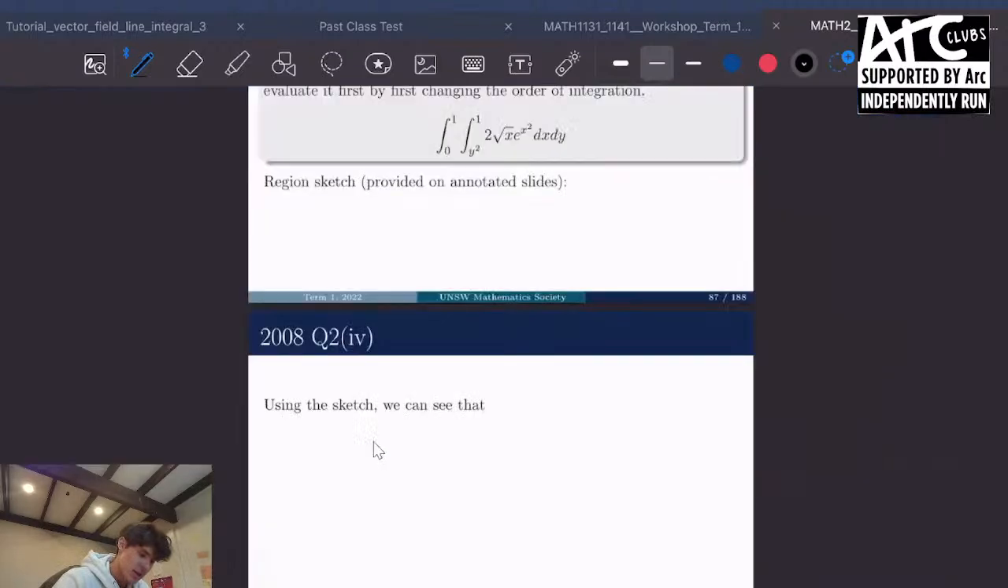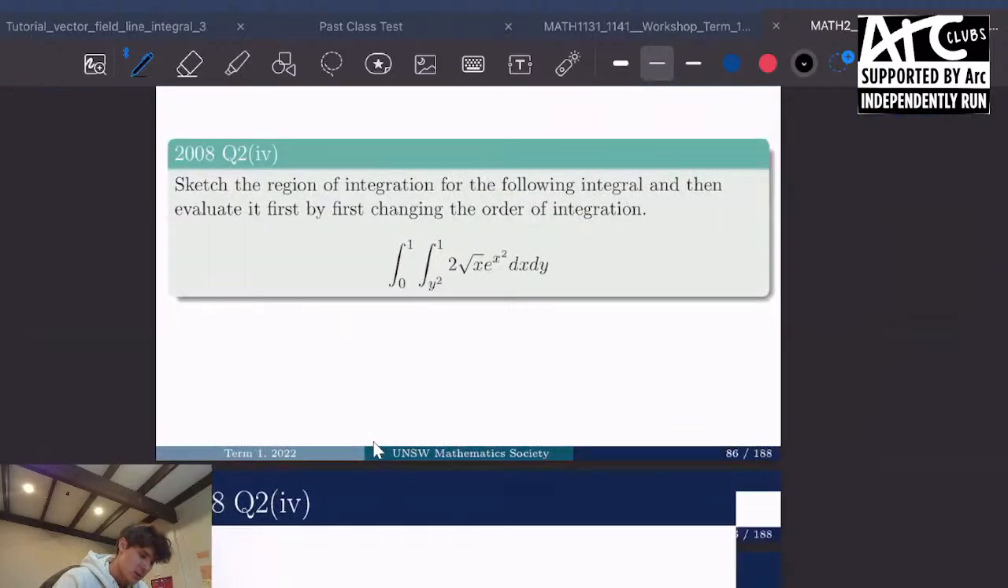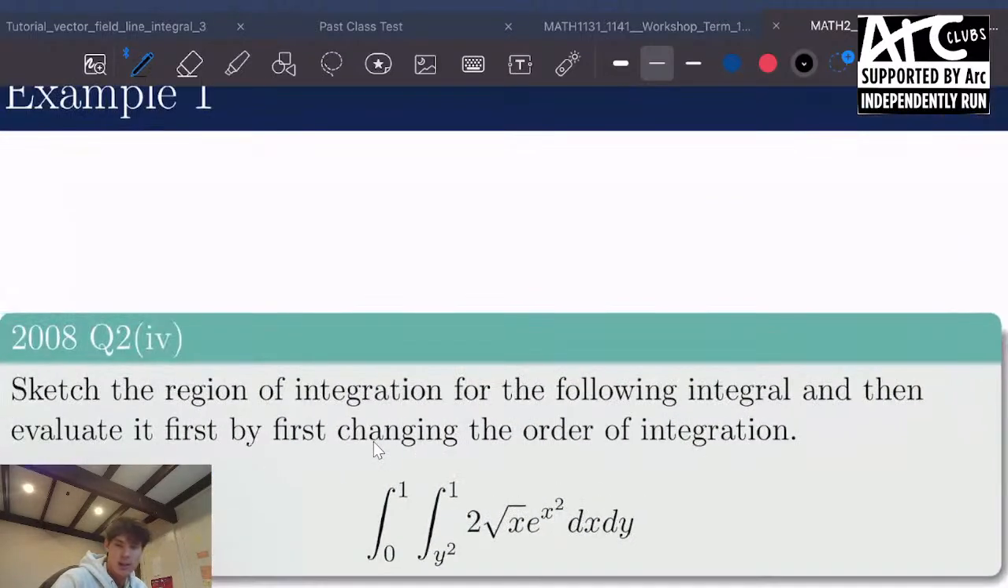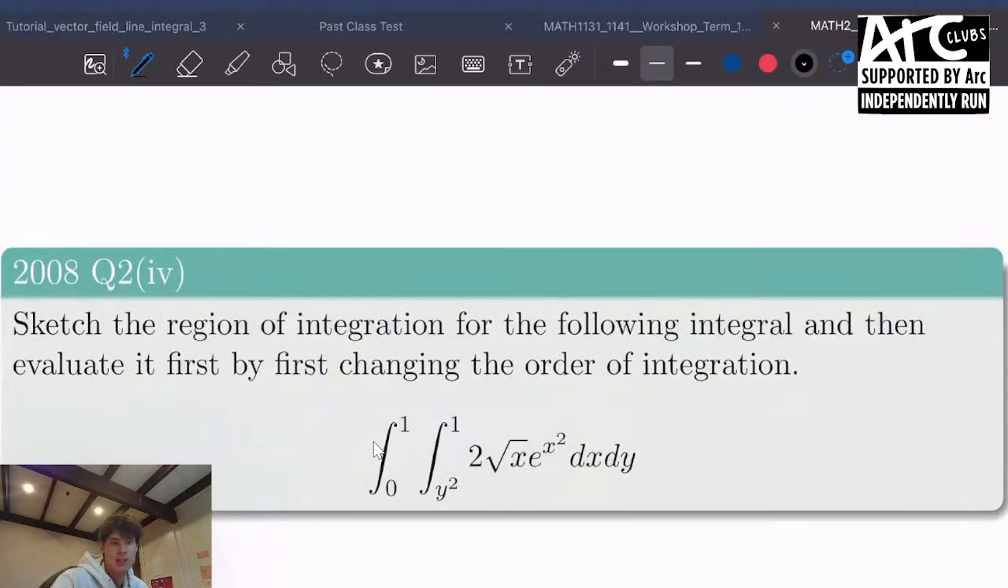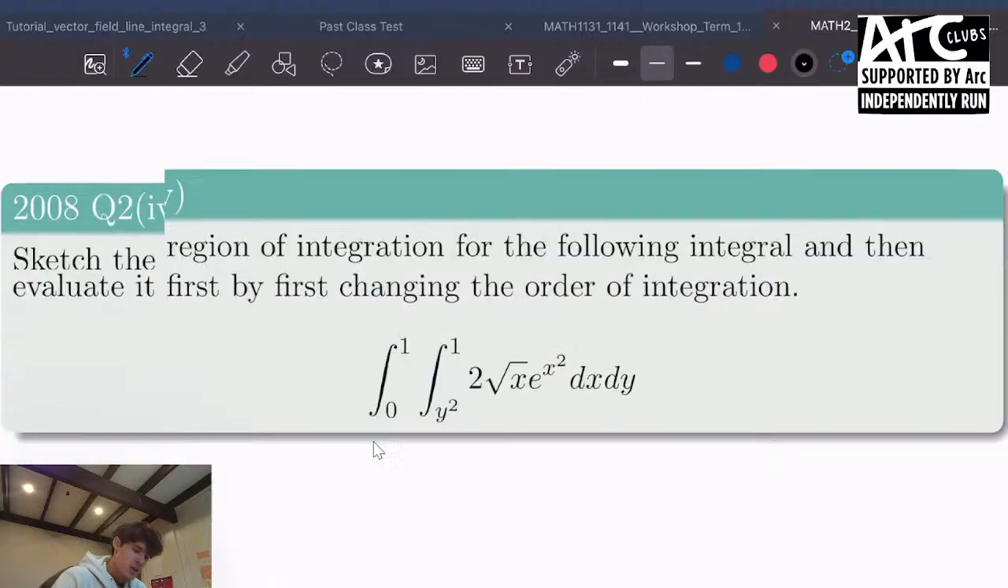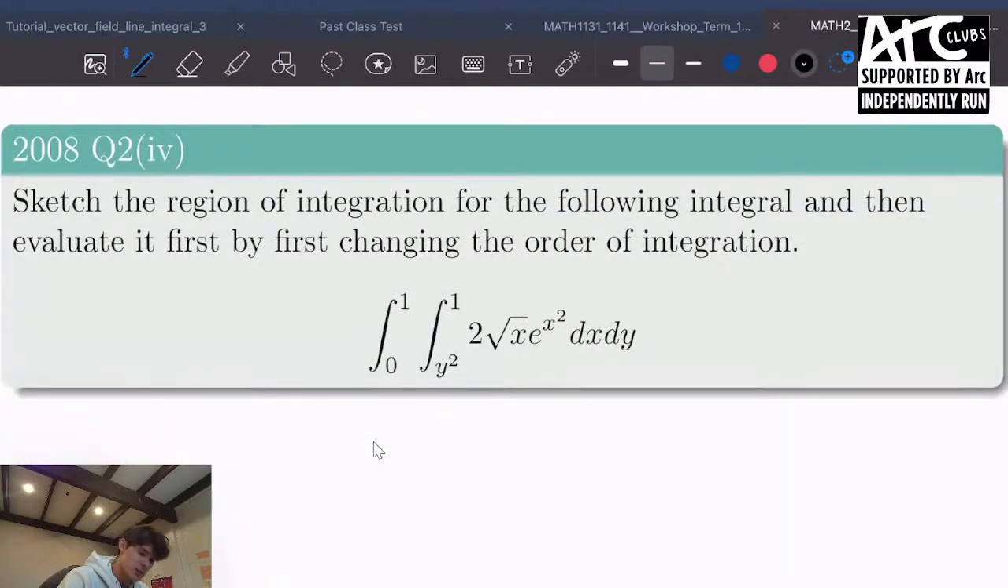So now let's actually calculate a double integral to see how it's done. This question says, first sketch the region of integration for the following integral, and then evaluate it by changing the order of integration. Notice that in its current form, I can't actually integrate anything because this function is not integrable using elementary functions with respect to x. So we're going to have to change the order of integration. How do we do that? Well, we need to look at what region we're integrating over.